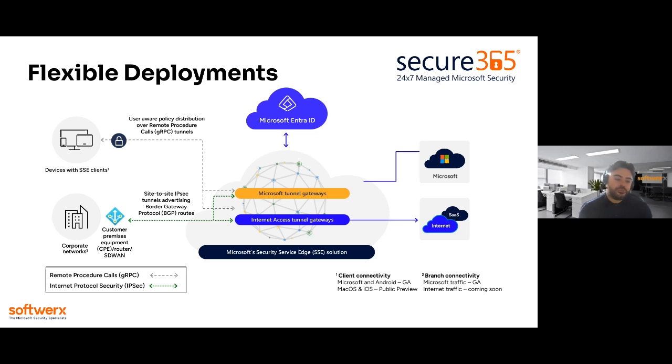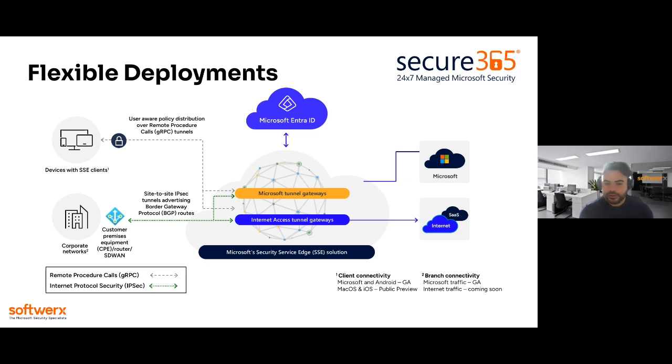Another good example for that is printers and your IoT devices as well, being able to provide filtration on those devices, and inspection if needed. So flexible deployments, and this isn't Microsoft reinventing the wheel. Global Secure Access works in a very traditional way.